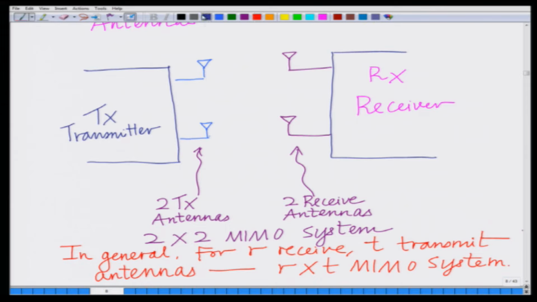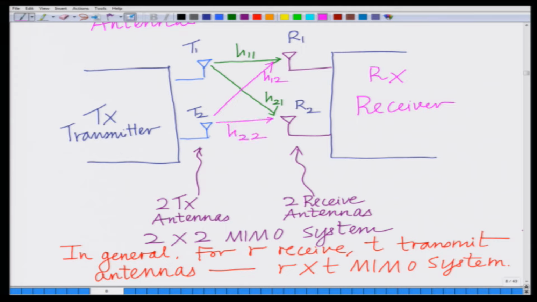And now, therefore, let us denote the transmit antennas by T1, transmit antenna 1, T2, transmit antenna 2, and the receive antennas by R1, receive antenna 1, R2, receive antenna 2. All right. So let us denote the channel coefficient between transmit antenna 1 and receive antenna 1 by H11, between transmit antenna 1 and receive antenna 2 by H21. Similarly, let us denote the fading channel coefficient between transmit antenna 2 and receive antenna 1 by H12, and between transmit antenna 2 and receive antenna 2 by H22.